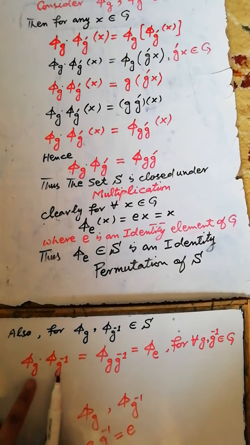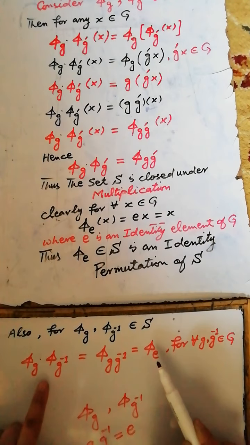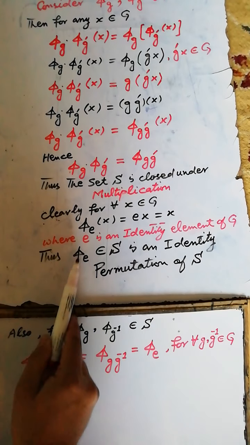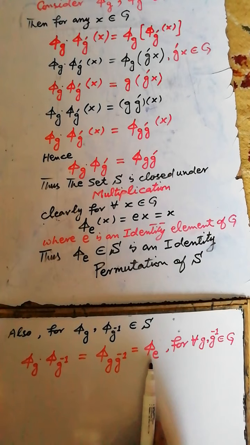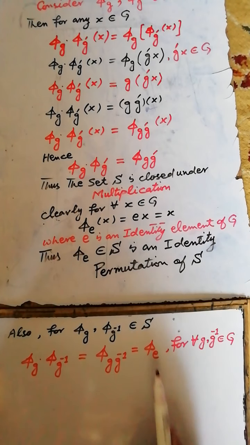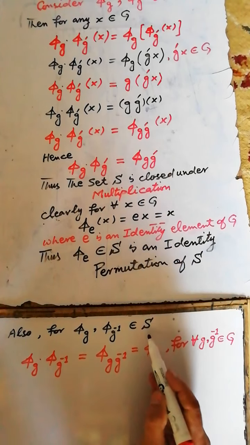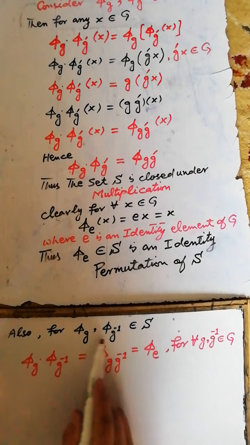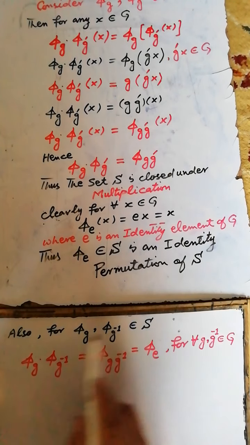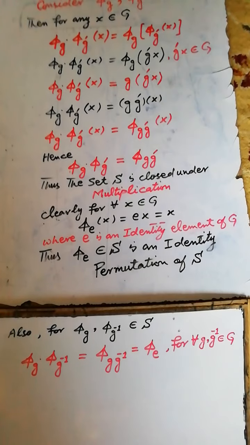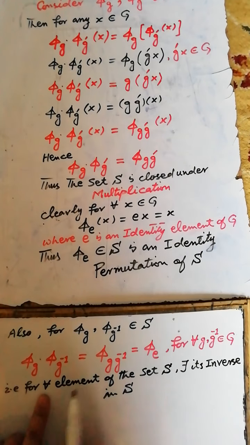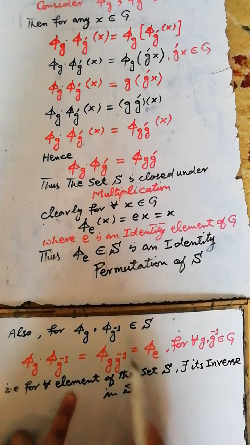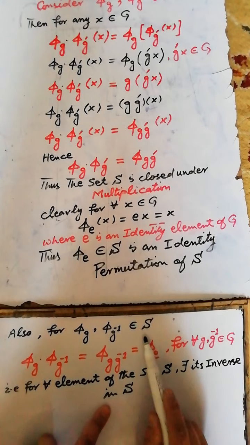Therefore, pi of g and pi of g inverse is equal to pi of g g inverse, which is equal to pi of e, where pi of e, according to the above calculation, is the identity permutation of the set S. Therefore, these two permutations are the inverse of each other contained in the set S. That is, for each element of the set S, there exists its inverse element in the set S.